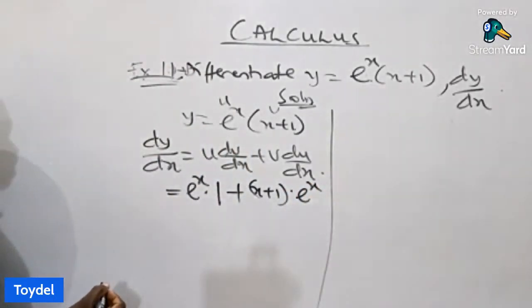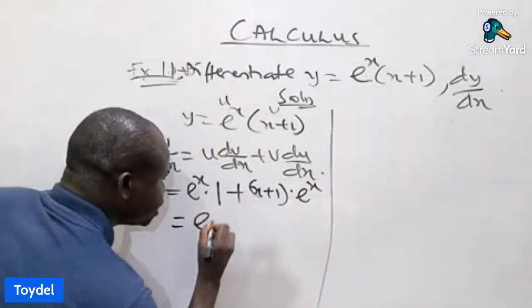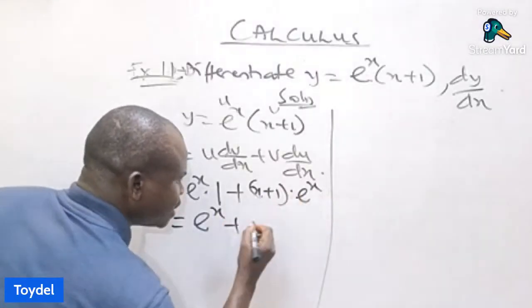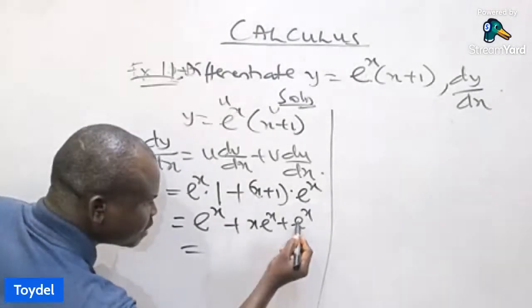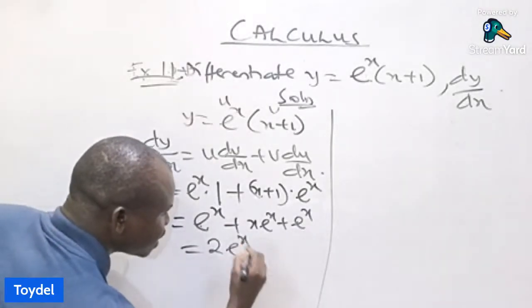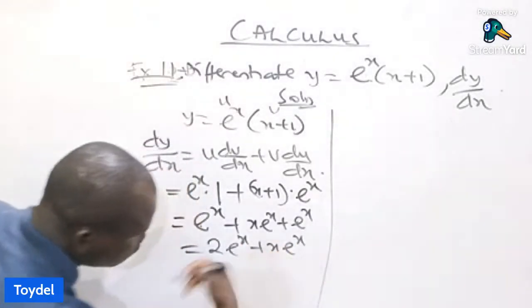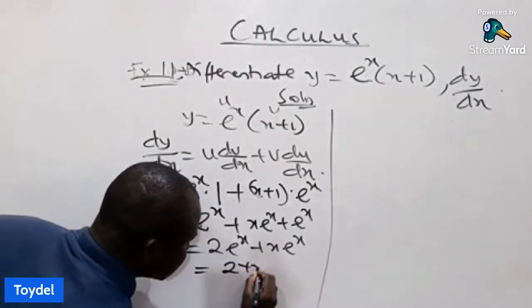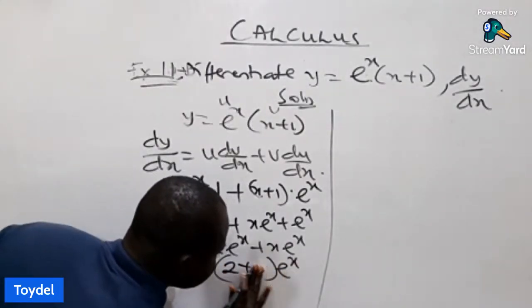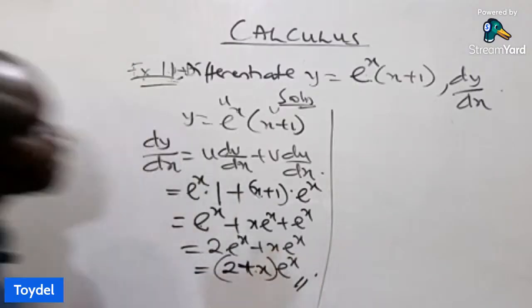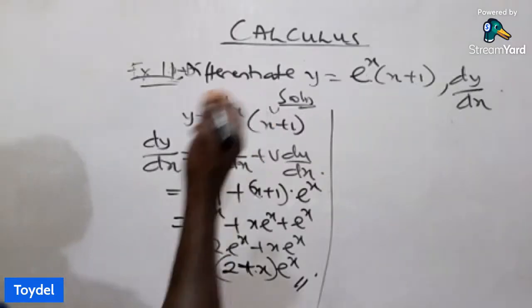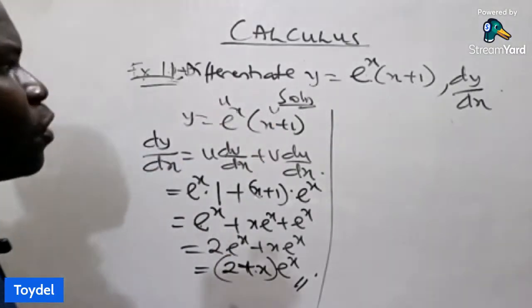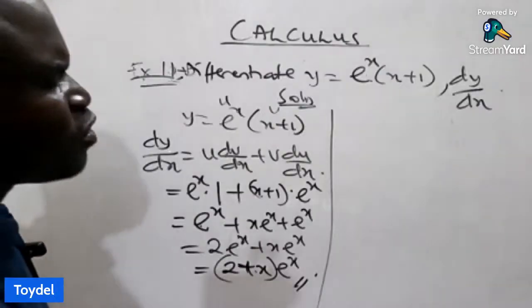That's about the exponential function. At the end of the day, you're going to have e raised by x plus this multiplied by this, x e raised by x plus e raised by x. So e raised by x plus e raised by x, you have 2 e raised by x plus x e raised by x. And of course, you can write it as (2 plus x) into bracket e raised by x. Okay? That's the answer. It's very simple. When we have a product rule, it's very simple. That's the type about the product rule. So you can have a question in this form. You can have a question in any form.